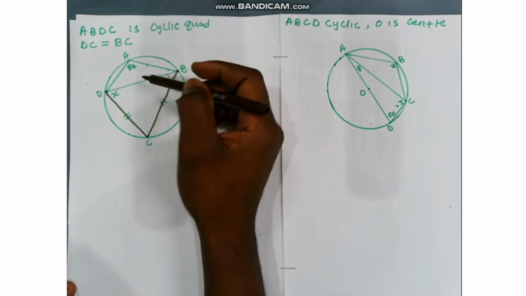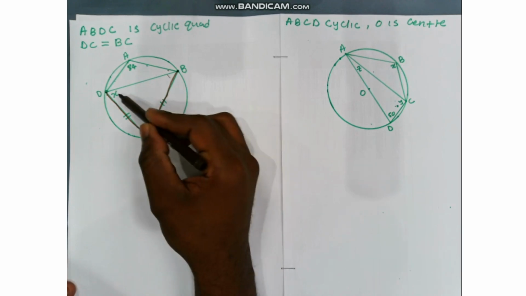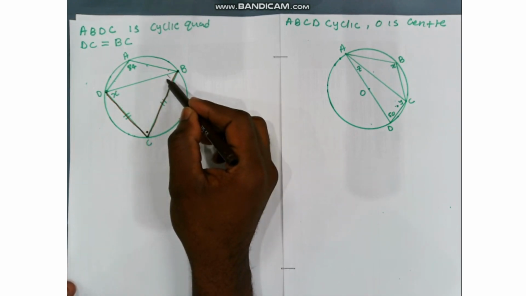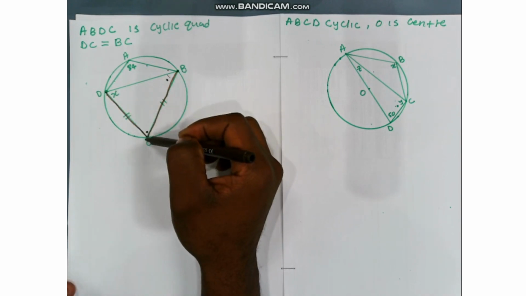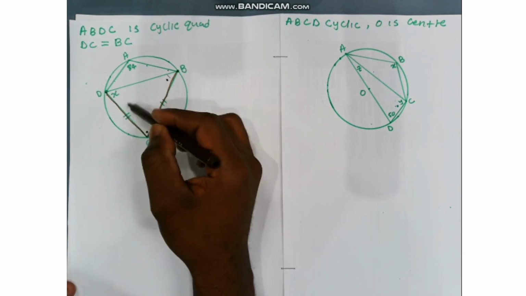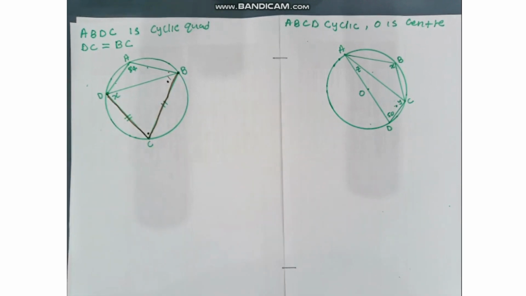So if you can find this, we know that this and this are equal, since this side and this side are equal, because this is an isosceles triangle, so let's do that.